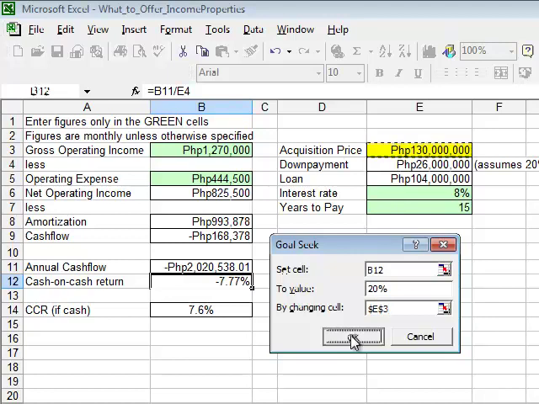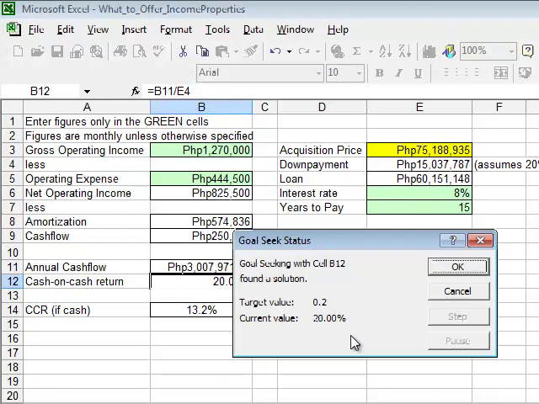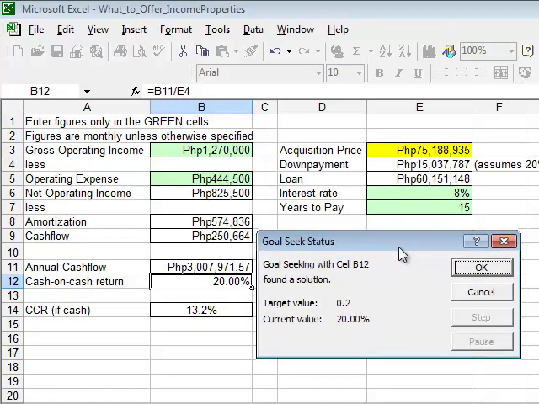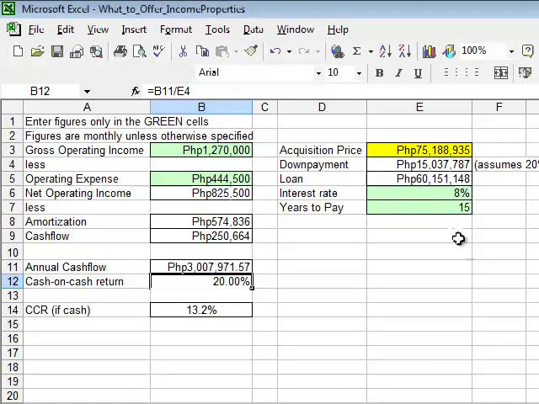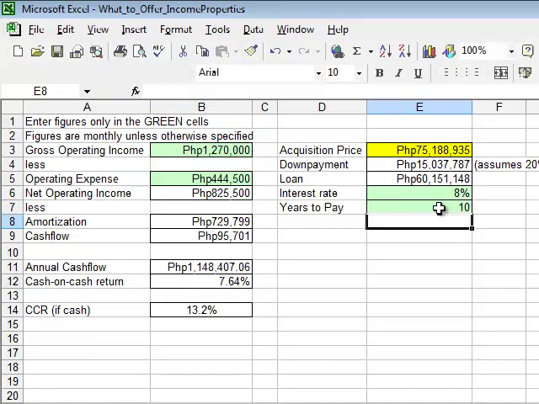Okay, and then you click OK, and in just a few seconds, like literally in 1 second, you have the price that you want to pay for the property. So in that case, it's 75 million. And that assumes that the interest rate is 8% and it's 15 years to pay. Now, the numbers will change if the financing that you get has a shorter amortization period. So you can play around with this and see what works.